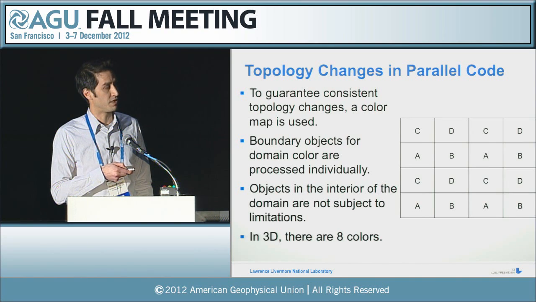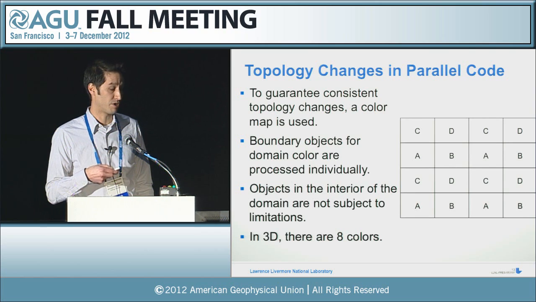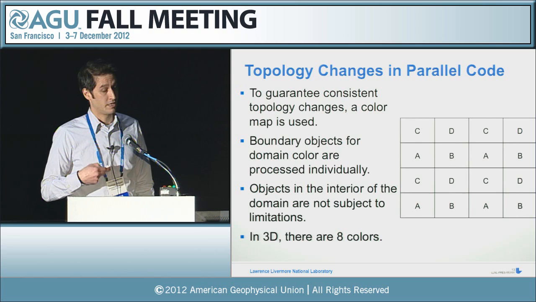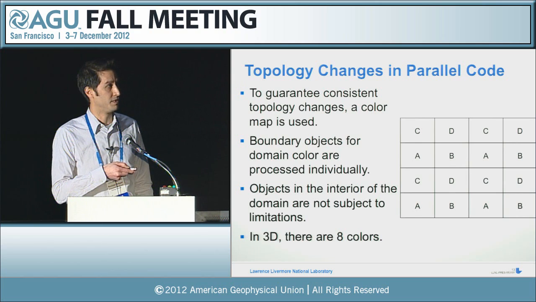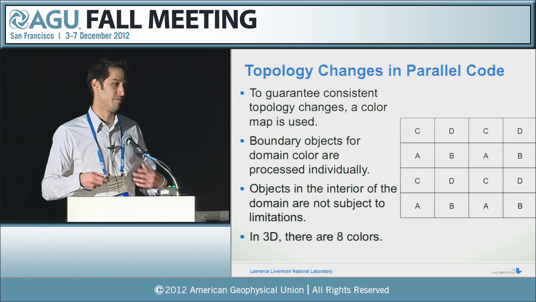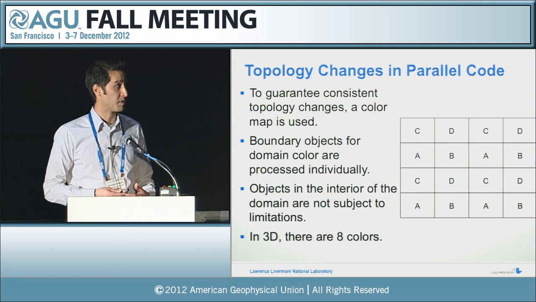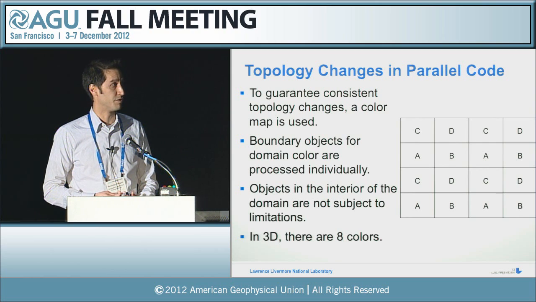Once you finish processing all the topology changes required on the boundary for A, you would communicate that to B, C, and D, and then change their topologies as defined by A, and then go on to B, and so forth and so forth. Eventually, you would do the interior of the domain, and those are not subject to the limitations. In 3D, there would be 8 colors.